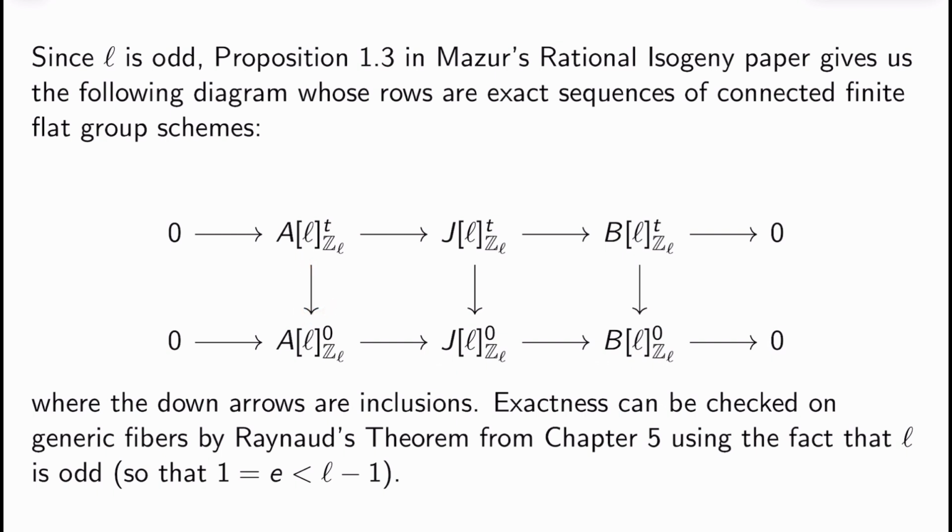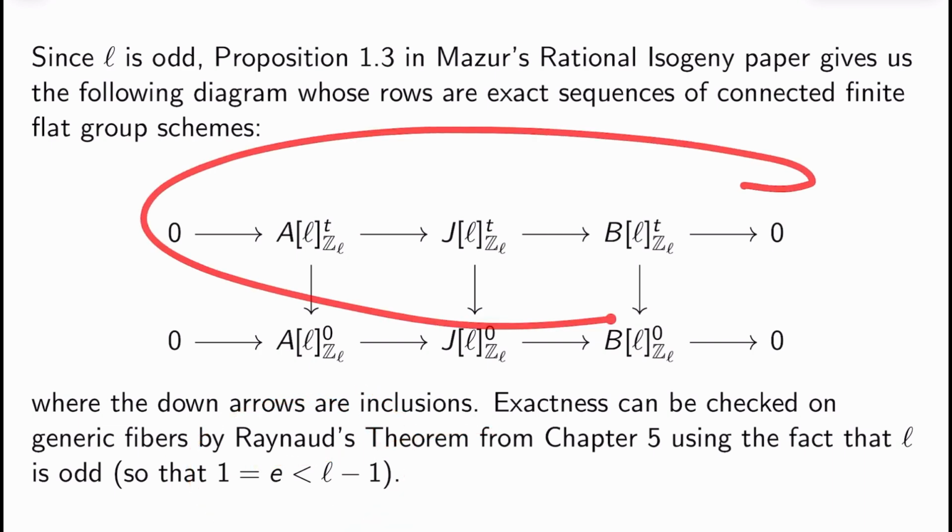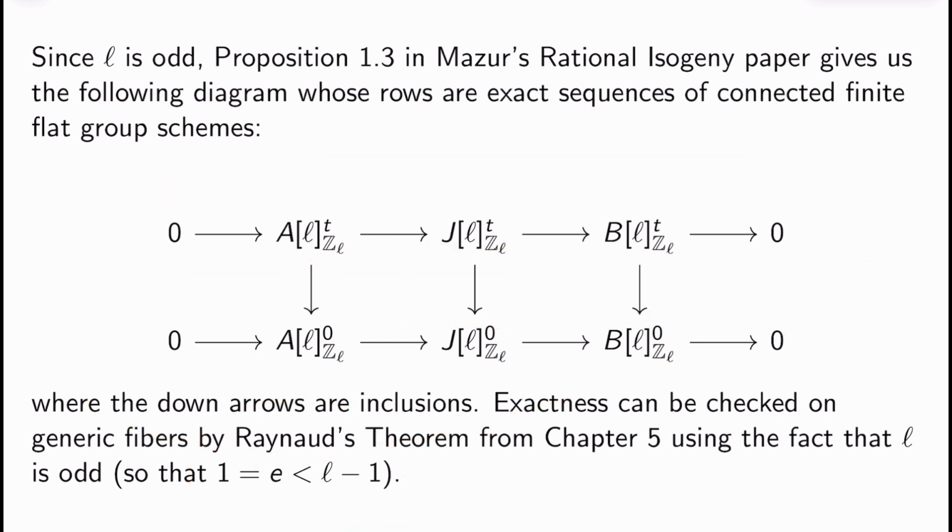Okay. Exactness can be checked on generic fibers, for example, by Raynaud's theorem from chapter 5, using the fact that L is odd. So that in particular, 1 = e < L − 1, which was the condition needed to use this theorem. Okay, so that's how you get that these are actually exact.